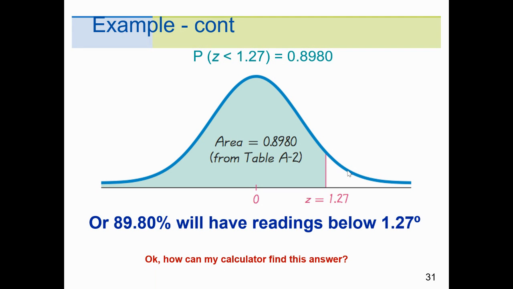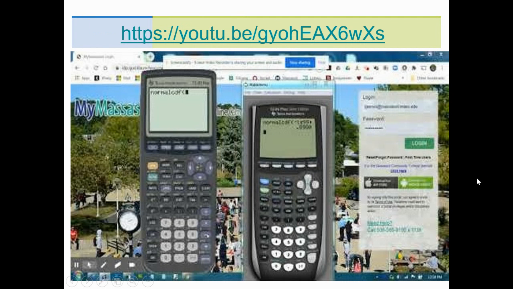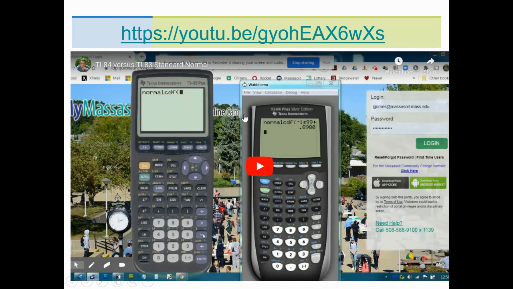Okay, how can my calculator find this answer? This video shows you the discrepancies, because some folks have an 83 or an 84 that behaves like an 83. So watch this video, especially if you have the 83, because it shows you the difference. Just like there was a difference in chapter 5 with binomial probability distribution and binomial cumulative, the 83 doesn't walk you through it like the 84 does. You have to put the values in the correct order, separated with a comma.